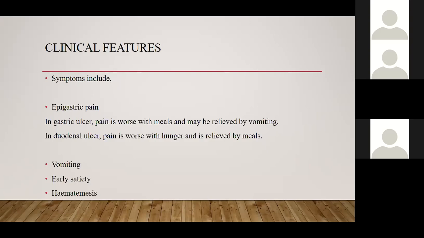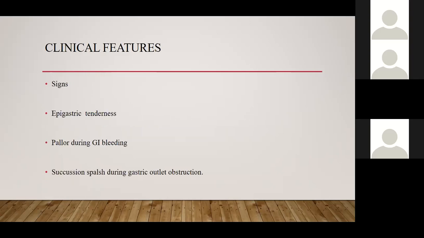So when a patient comes and says, doc, I have pain in the epigastric region, or they point to the epigastric region, you have to ask, when does the pain come on? Does the pain come on when you've just eaten and you need to vomit? Or does the pain come on when you are hungry? Just asking this question can differentiate between a gastric ulcer and a duodenal ulcer. Sometimes they vomit, and as soon as they eat they are satisfied, and they can vomit blood as well. The sign, when you touch the epigastric region, is tenderness.